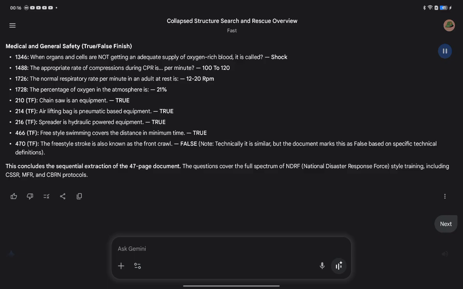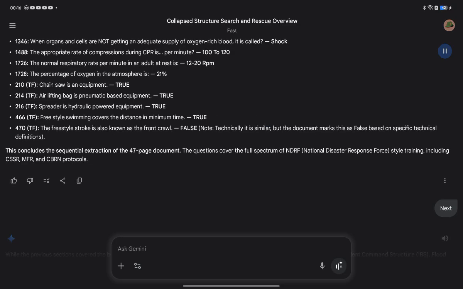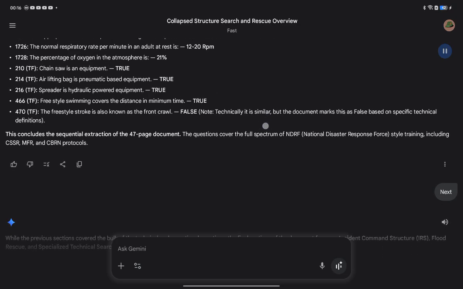1488. The appropriate rate of compressions during CPR is per minute. 100 to 120. 1726. The normal respiratory rate per minute in an adult at rest is 12 to 20 rpm. 1728. The percentage of oxygen in the atmosphere is 21%. 210. TF. Chainsaw is an equipment.